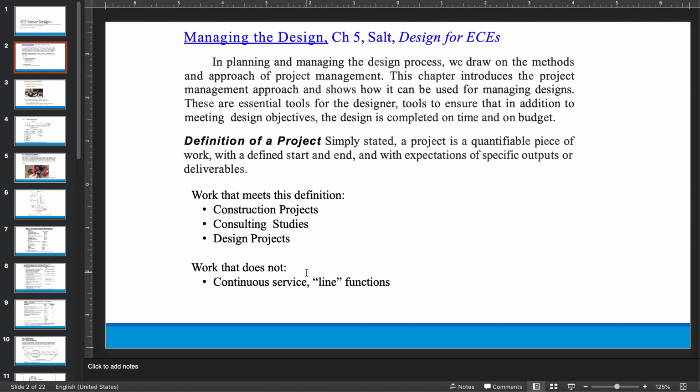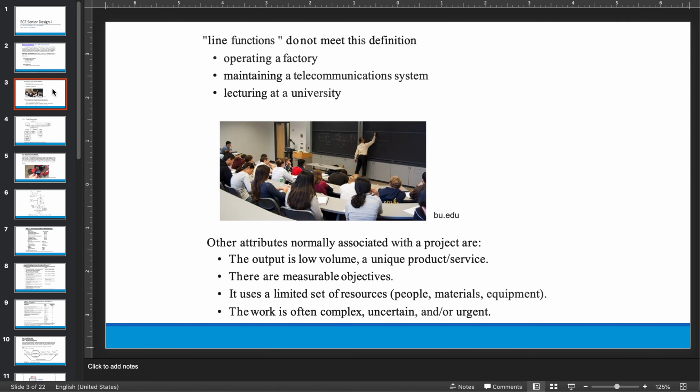Work that does not meet this definition are things that are in continuous service, or what we call line functions. Examples of line functions are operating a factory, which continues every day, maintaining telecommunications systems, which goes all the time, and unfortunately lecturing at a university also seems to be that way sometimes.